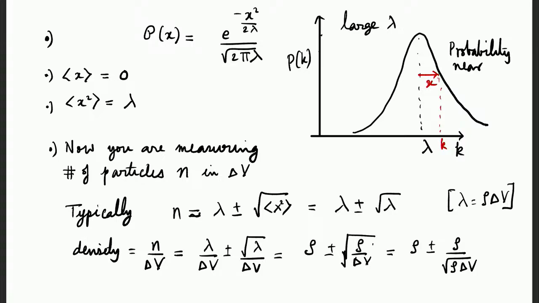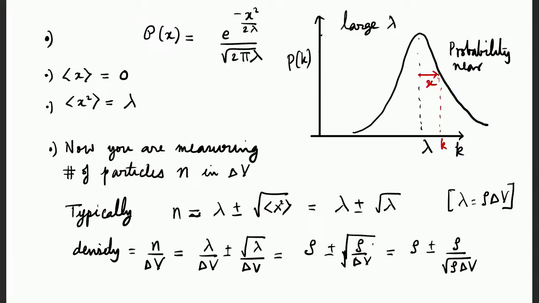Then I measure my density. My density is n divided by the volume delta V, which is lambda by delta V plus or minus root of lambda by delta V. But because lambda was rho delta V, lambda by delta V is rho. So when we measure, we typically get rho plus or minus root of lambda divided by delta V. Agreed? I have just substituted lambda equal to rho delta V. If I multiply by delta V on top and bottom, I get rho plus or minus rho by root of rho delta V. This is my lambda.